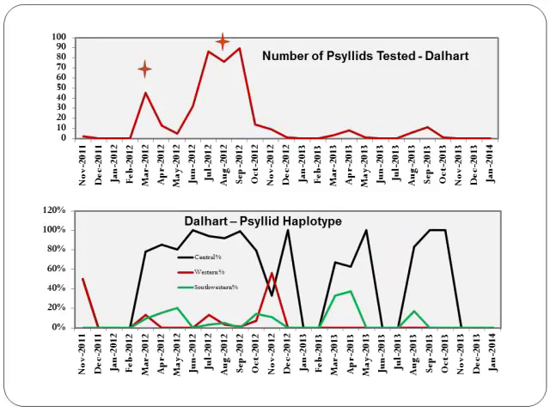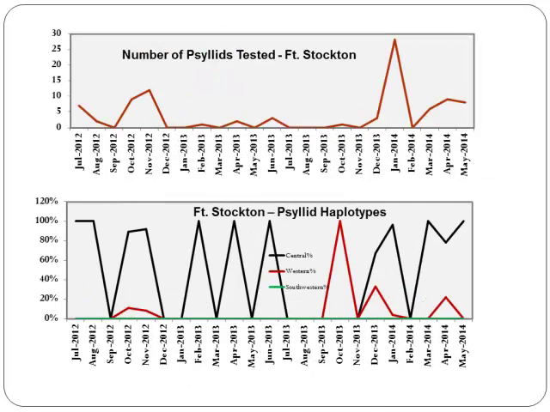Not all the locations show the haplotype shift. In Dalhart, the central haplotype dominated all the time, and we did not collect any psyllids during the winter time. In the Dalhart location, we have two psyllid peak times, in the spring and in the summer of 2012. In Fort Stockton, we did not see significant psyllid haplotype change, and the central haplotype is dominant.